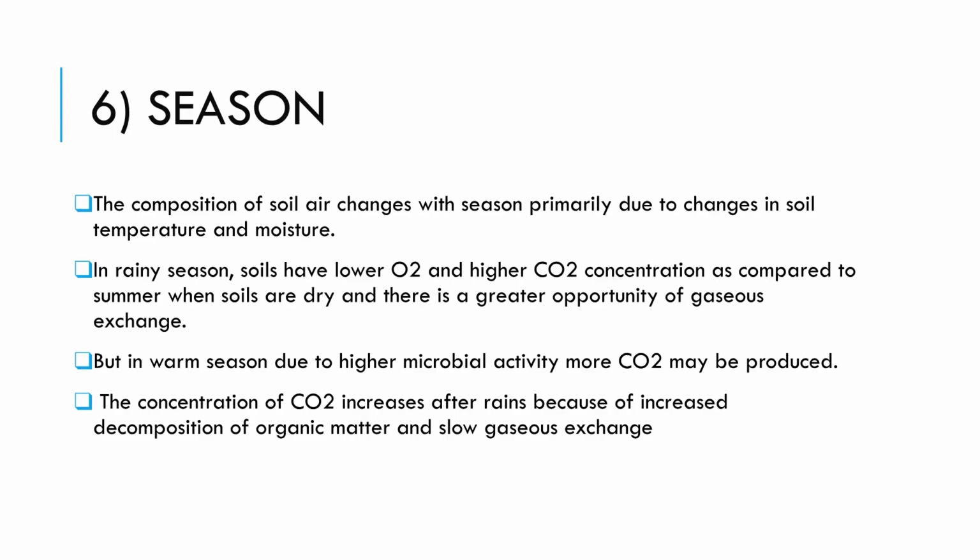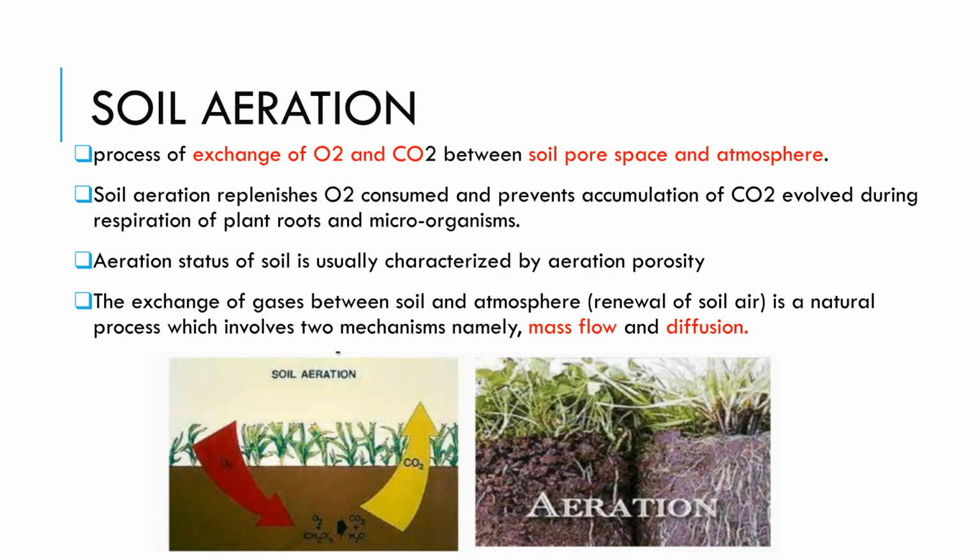The season affects soil air composition primarily due to changes in temperature and moisture. In the rainy season, soils typically have lower O2 and higher CO2 than in the dry summer. CO2 increases after rain due to increased organic matter decomposition and slower gas exchange. Soil aeration is the exchange of O2 and CO2 between the soil pore space and the atmosphere. This process replenishes O2 and prevents CO2 accumulation.